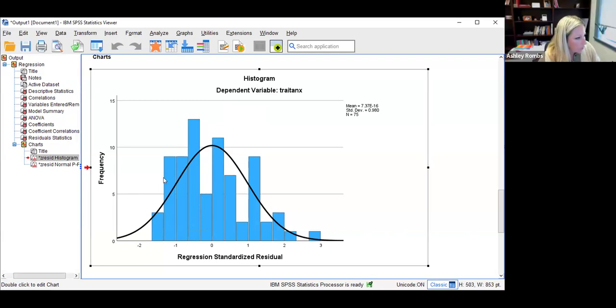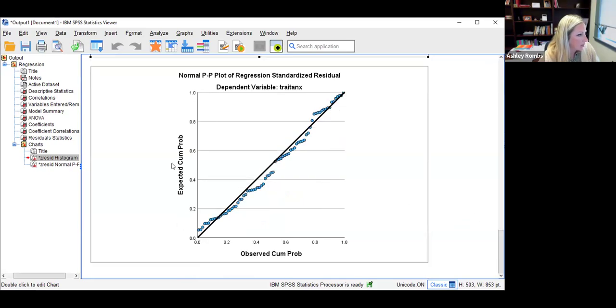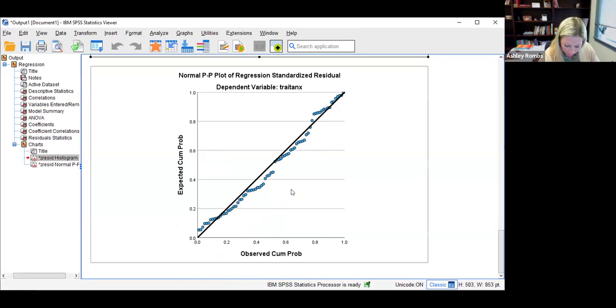And then there were a couple questions about the PP plot. It just asks, you see that the y-axis is expected cumulative probability, and then it's asking what the x-axis displayed, so that's pretty straightforward.